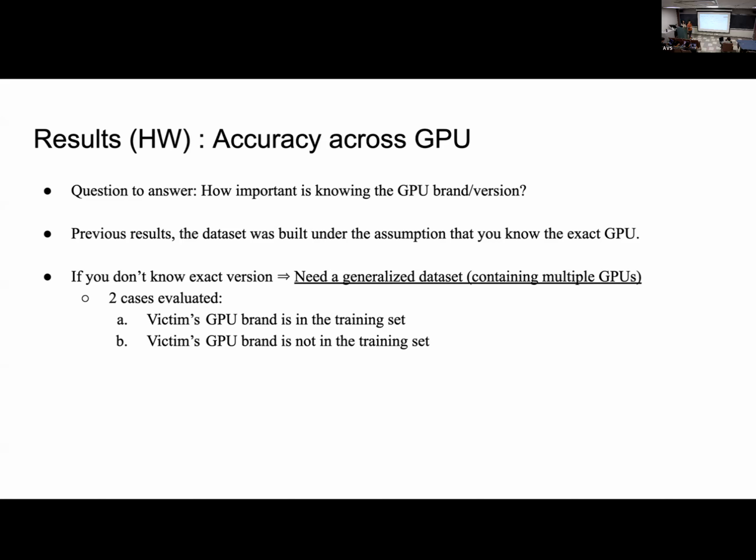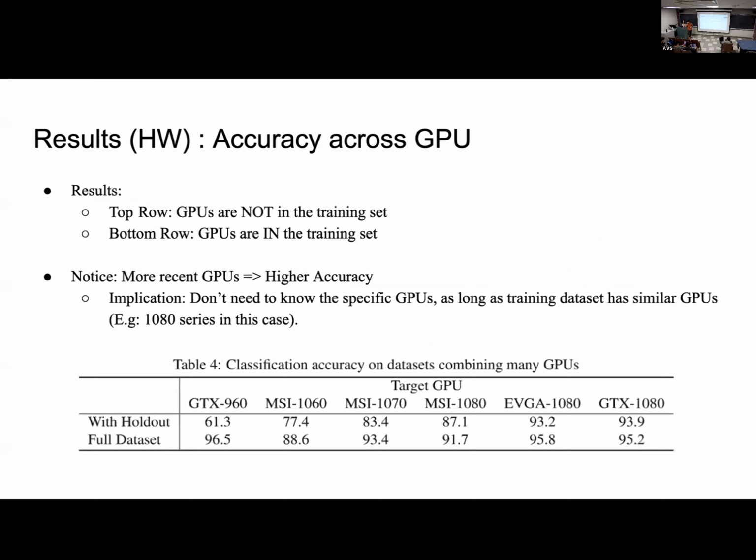So there are two kinds of cases they evaluated. The first one is if the victim's GPU is in the training set. The other one is if it's not. So this result kind of demonstrates it. The top row shows the results when the GPU is not in the training set. The bottom row shows when it is. So the bottom is kind of expected. You get relatively high performance results.